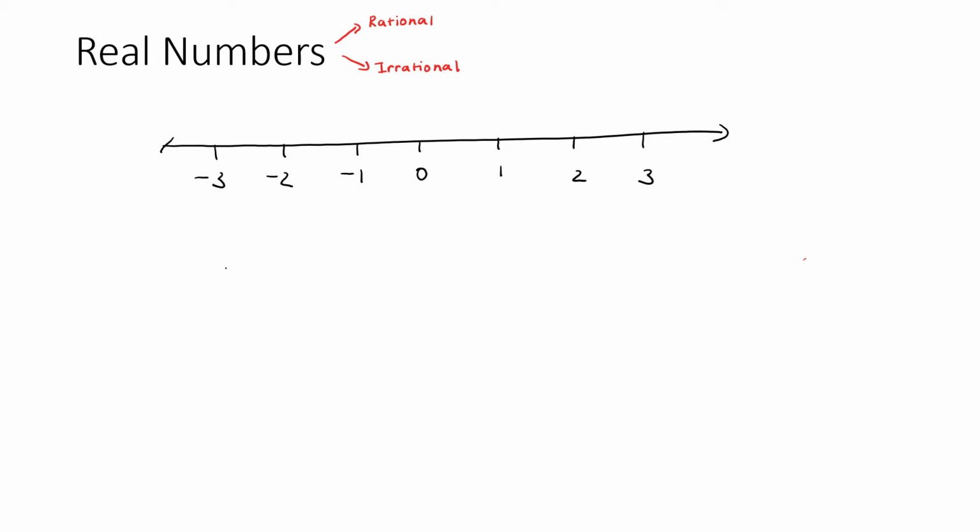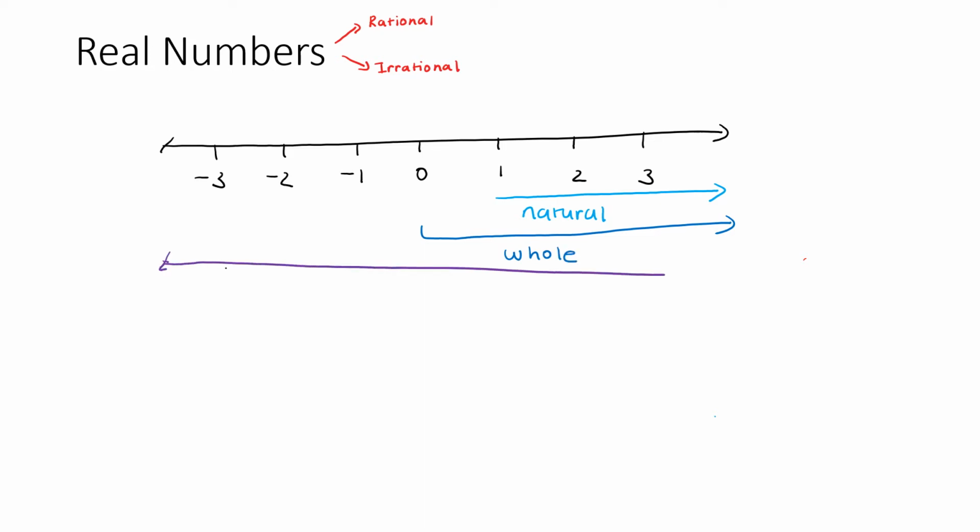So, an easy way to remember this: from 1 to positive infinity, it's natural numbers. From 0 to positive infinity, it's whole numbers. And this whole number line, these are integers. And these all fall under rational numbers.